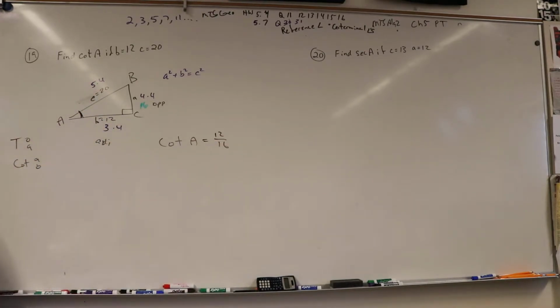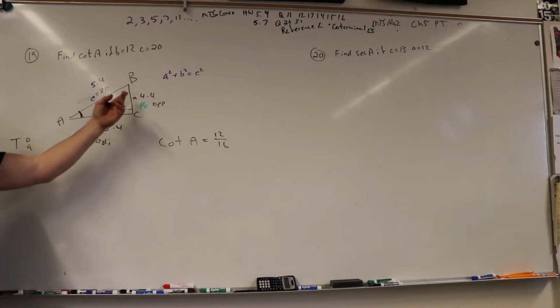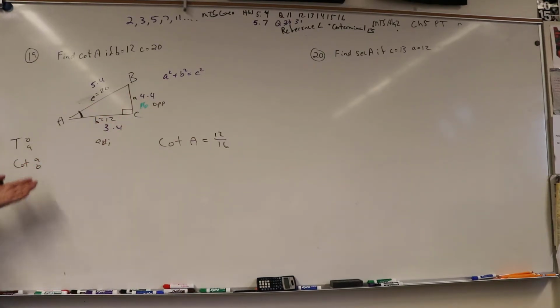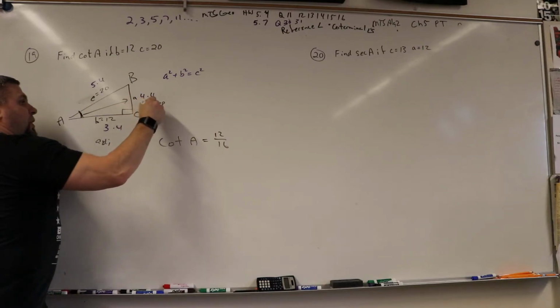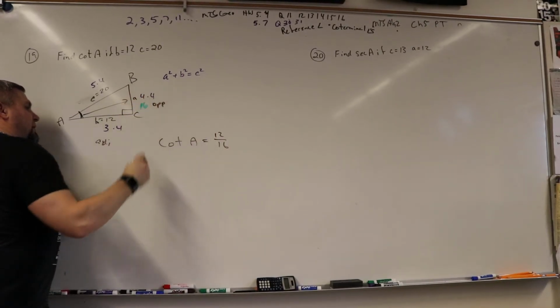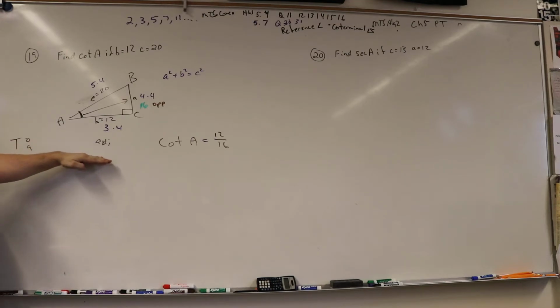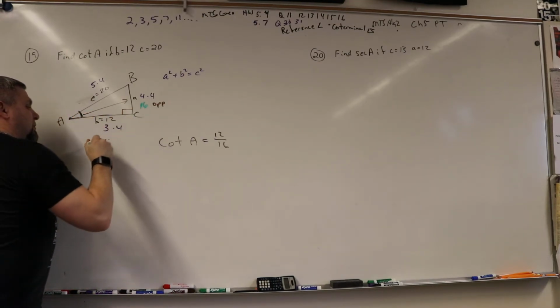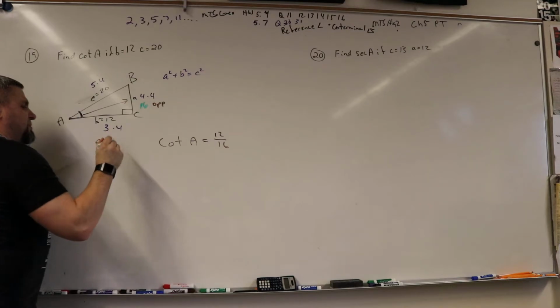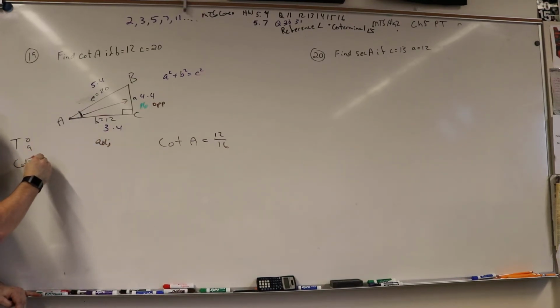So don't get confused. It's so easy to get confused, because we're always using A. We're using A's for adjacent all the time, and so it's really easy to get confused. So remember, this is opposite. And then this is adjacent because it's touching. That's the A we're talking about when we're talking about adjacent and opposite.